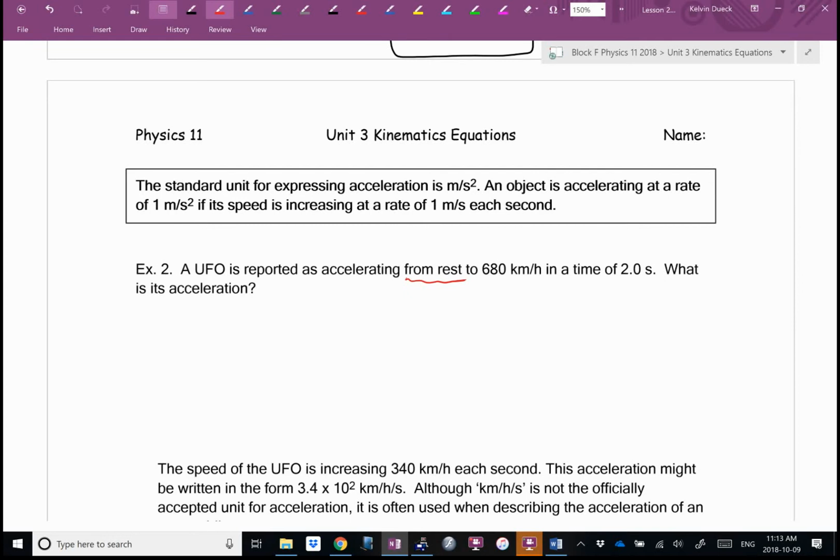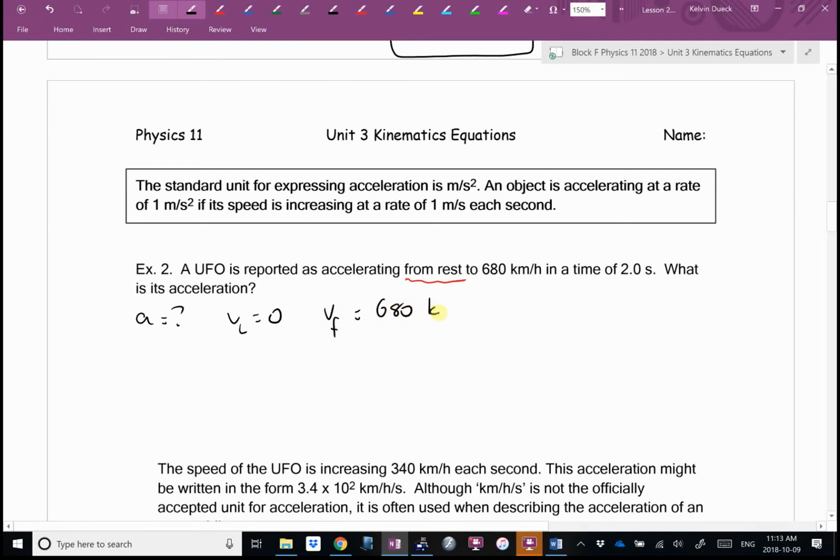Quinn, what's this question asked me to find? Read carefully. What is its acceleration? Yes? So I'm going to go like this. A equals question mark. From rest. What does that tell me? VI is 0? Cool. What's that 680? What are the units next to that 680? So it's a speed, and I guess it's the final speed.